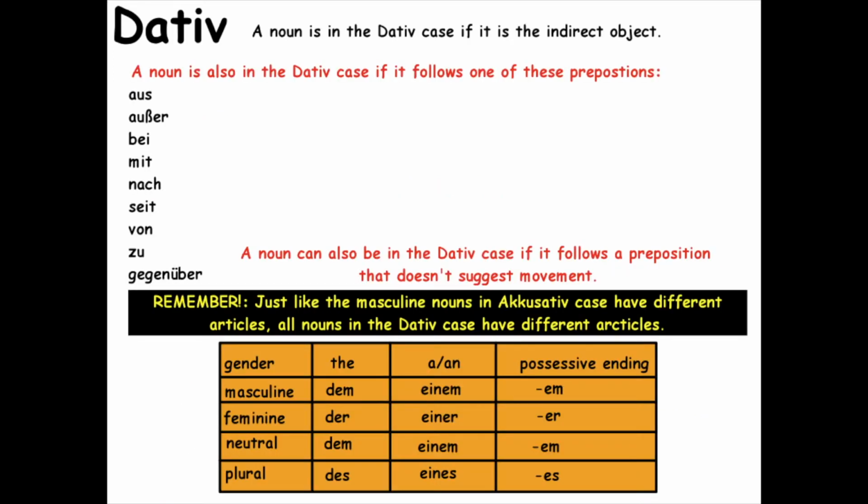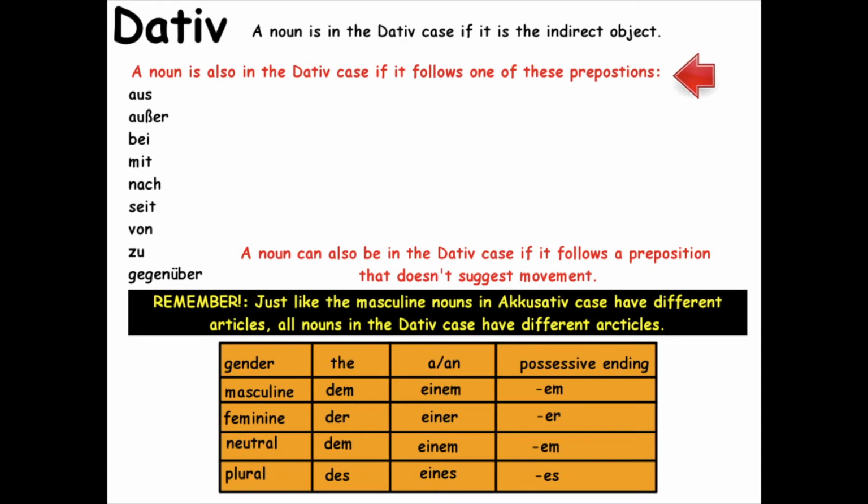Now, the dative case is more or less saying that a noun is the indirect object. This case also has a list of prepositions that will definitely make a noun in the dative case. Those are aus, außer, bei, mit, nach, seit, von, zu, gegenüber.